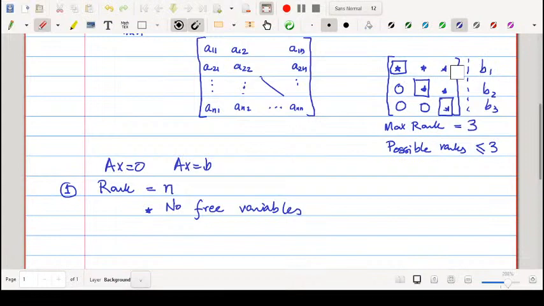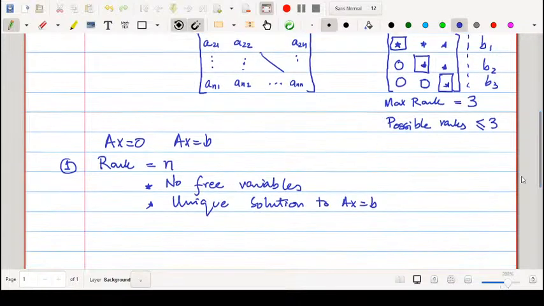So for any right hand side, you will get a unique solution to Ax equals B if there's a non-zero right hand side, and you will also get a unique solution to Ax equals 0, right? And that unique solution for Ax equals 0 is just the trivial solution to Ax equals 0.